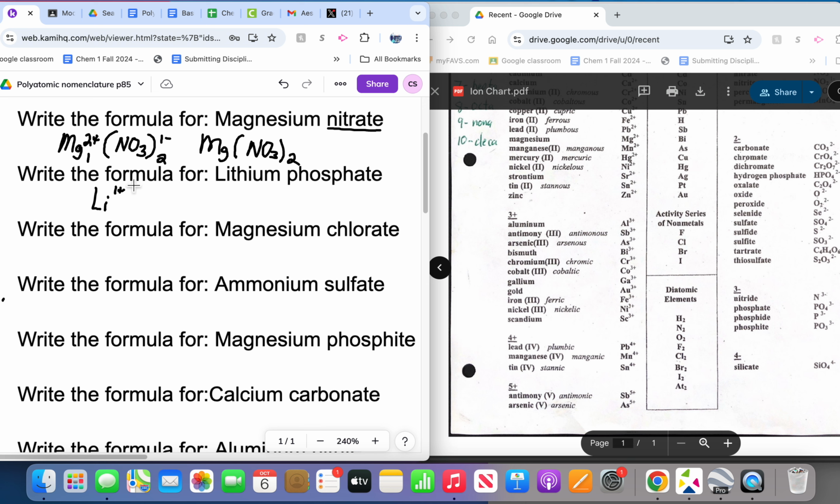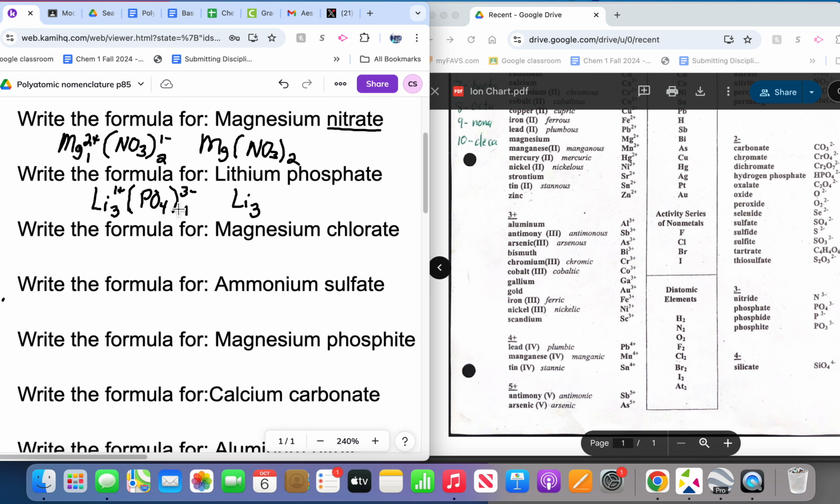So I'm going to put it in parentheses to start with. PO4. You've got to write it down exactly like it is on the chart. And you put the charge on the outside, 3 negative. Okay, if the charges are not identical, you crisscross, 3, 1. Now, you're going to rewrite it, and you're going to go Li, 3. Notice I left the charges off.